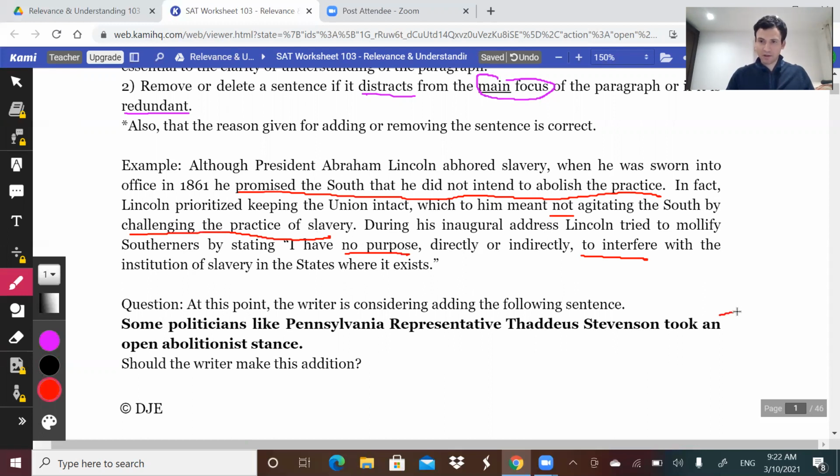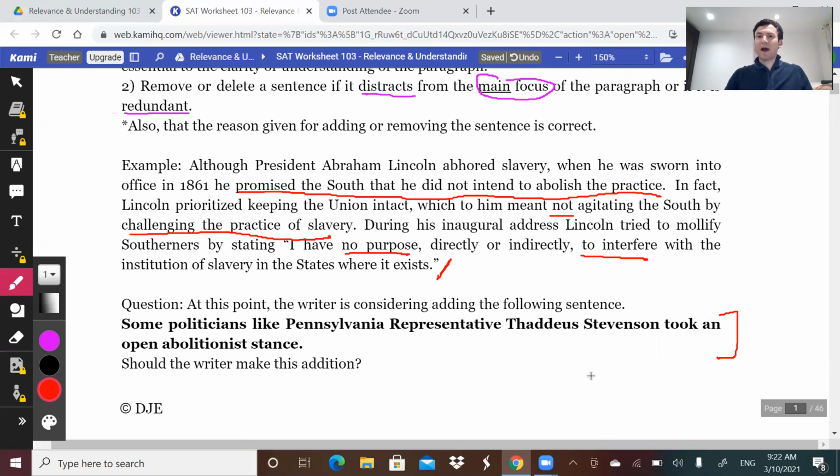So if you're given this sentence in bold, think about what you would do. I'll give you a moment to think about it. Would this belong if we wanted to add it at the end of the paragraph right here? Some politicians, like Pennsylvania Representative Thaddeus Stevenson, took an open abolitionist stance. So what do you think? Does that belong? Hopefully, you're able to say no, right?